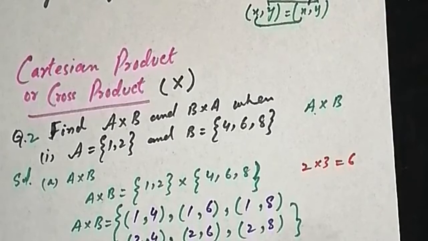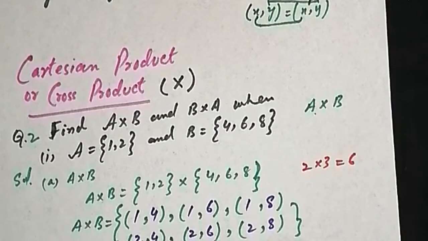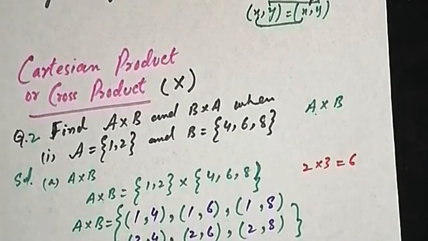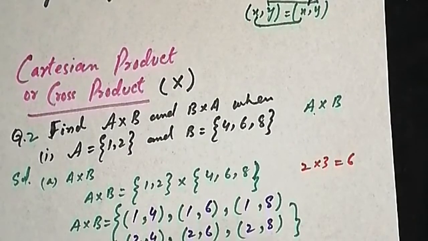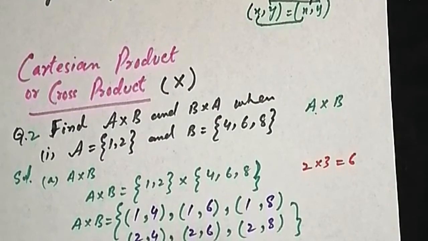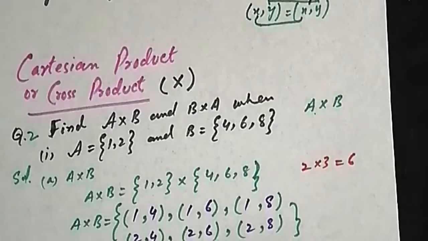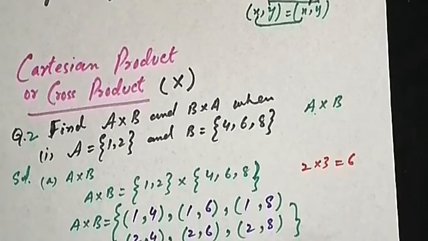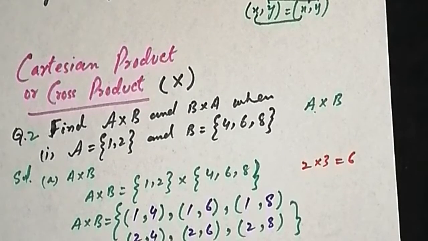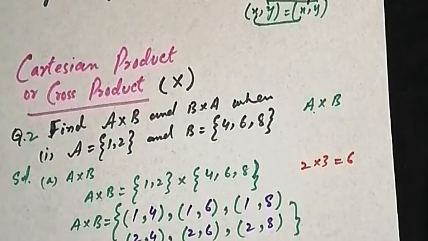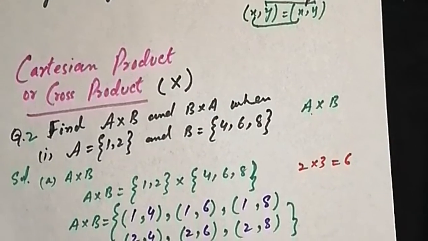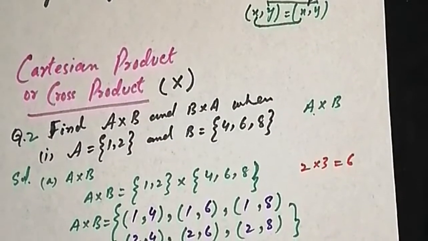1, 2, 3, 4, 5, 6. Now the elements are 4 with 1, 4 with 2, 6 with 1, 6 with 2, 8 with 1, 8 with 2. This is the answer of part 1. Now you can solve all the parts of this question by this method.